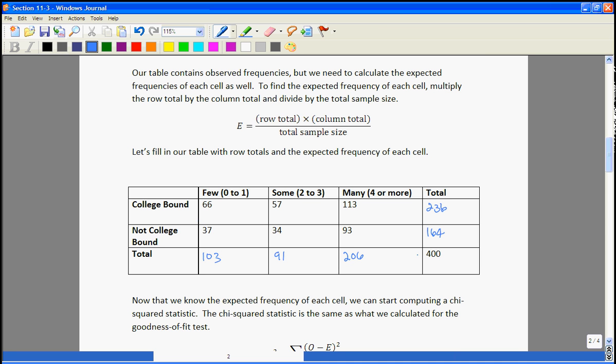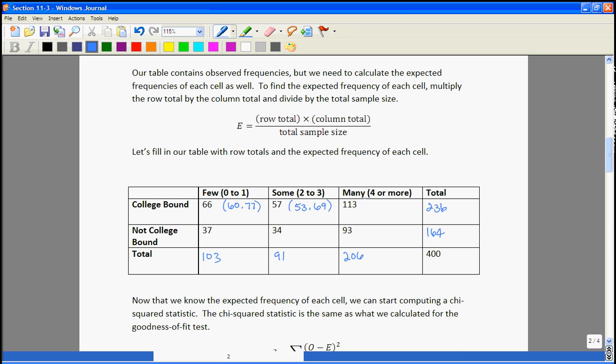And then I'm going to divide by the overall total here, 400. Now usually the expected value should be in the ballpark of what the observed value is. And I get 60.77. I'm going to write that in parentheses to let myself know that that's an expected value. So I need to do that for each cell. So for 57, I would multiply 236 times 91 divided by 400, and that is 53.69.